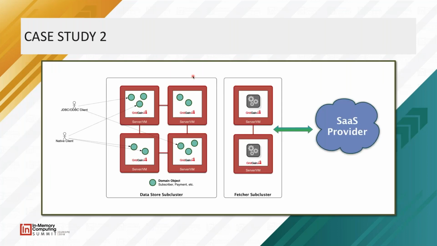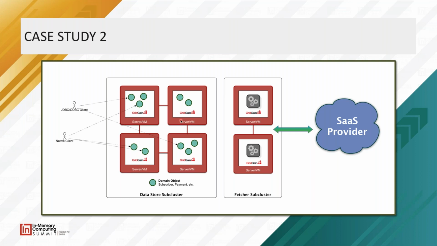The solution that they went to was to set up 2 GridGain clusters, one of which they used as a data store subcluster that integrated both SaaS and on-prem objects. So these would be domain objects that were important to them, subscriber, payment, etc. Some of them were legacy objects that could not be stored in the SaaS system, and others were SaaS objects that were mirrored locally. And we had this fetcher subcluster set up that every 15 minutes would pull a change set from the SaaS provider and then feed it into the data store subcluster.